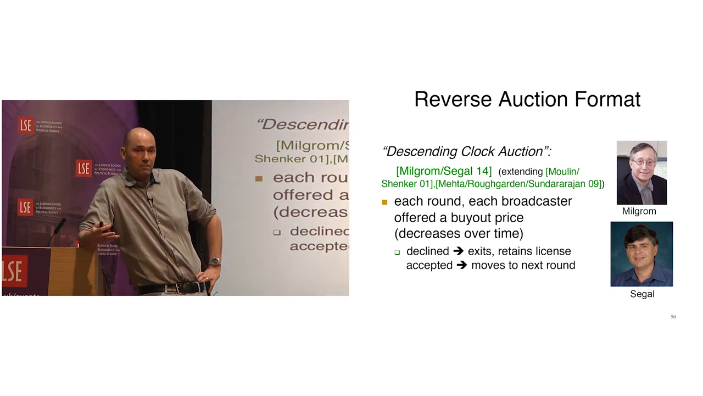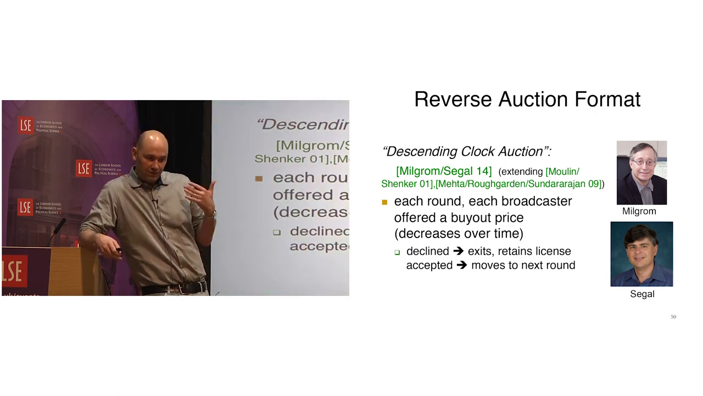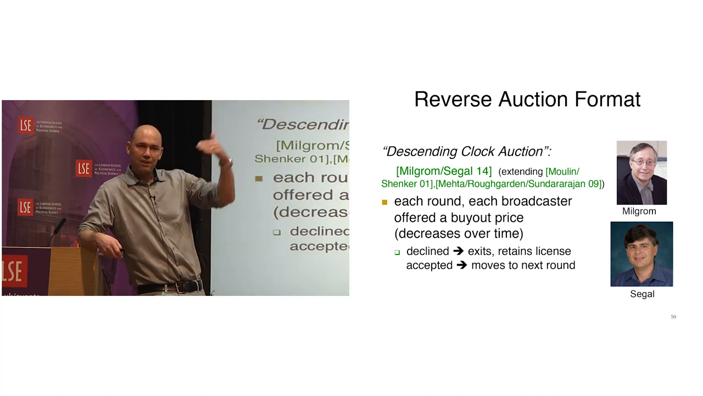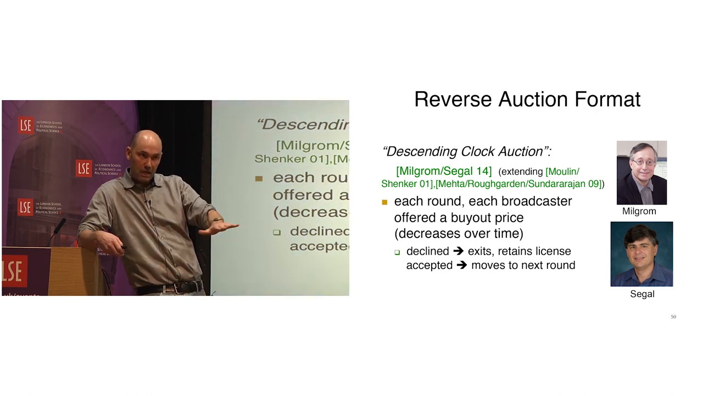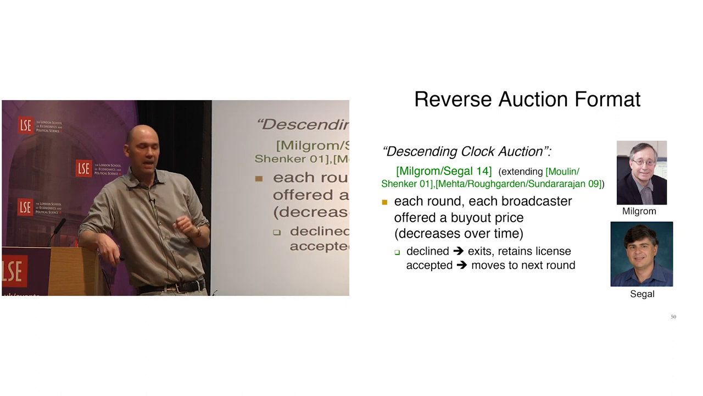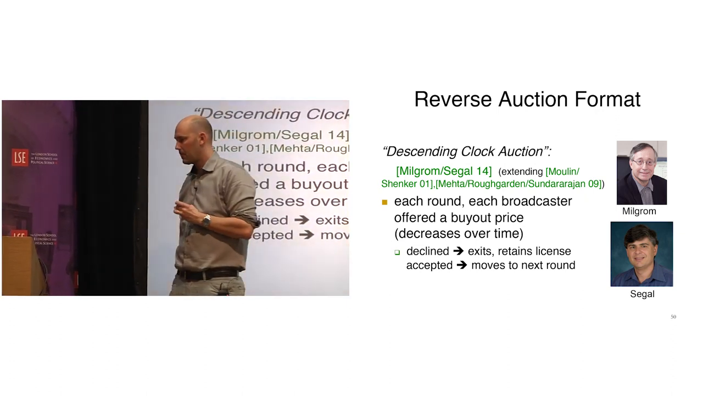If you're one of these participants, there's kind of an obvious thing you should do, which is to just figure out what is the lowest offer price you'd be willing to accept. Stay in the auction, and then if the buyout price ever drops below your minimum acceptance price, drop out and keep your license. Okay, that's the intended behavior of participants in this auction.